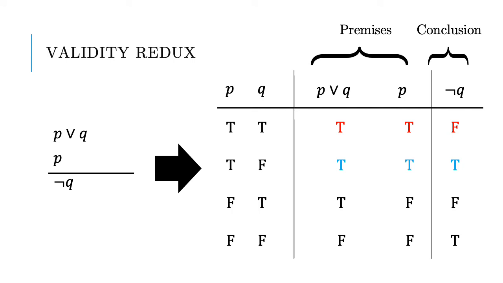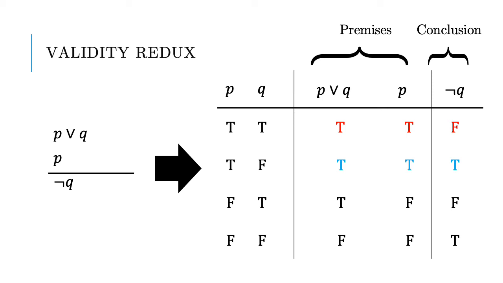For completeness, let's consider a case of an invalid argument and use the truth table method to see how it is invalid. Here we have the argument P or Q, and P, therefore not Q. Notice that there are two cases where all of the premises of this argument are true. One where both P and Q are true, and one where P is true and Q is false.